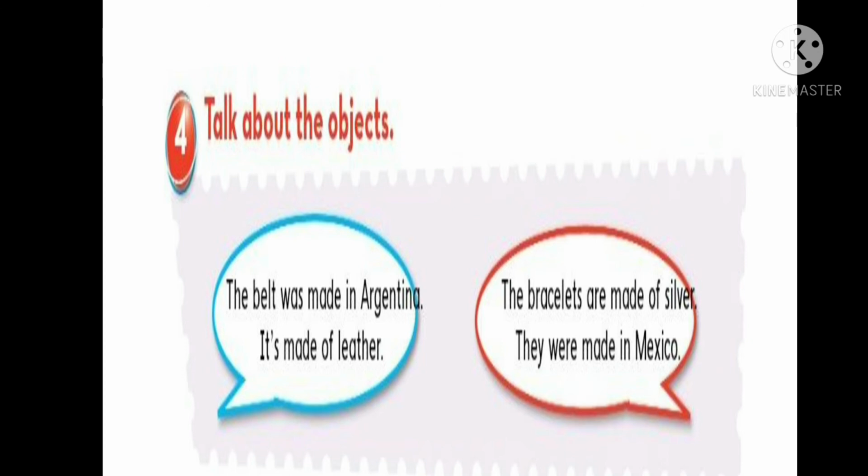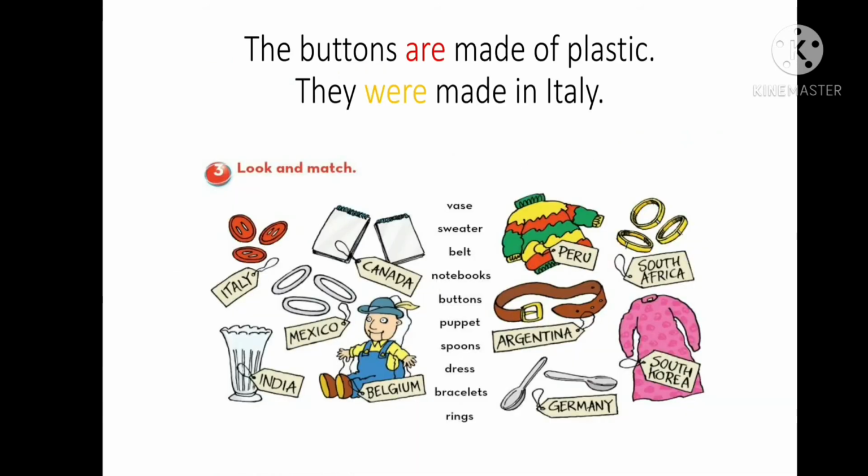Okay, now let's talk about the other items. Look at the picture again. Let's talk first about the buttons. The buttons are made of plastic. Are made. I'm talking about the material. So are made. They were made in Italy. I'm talking about where it is made.